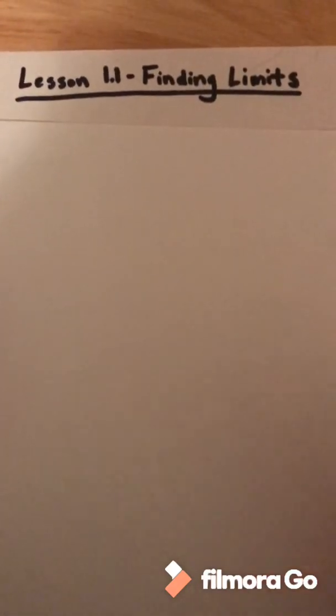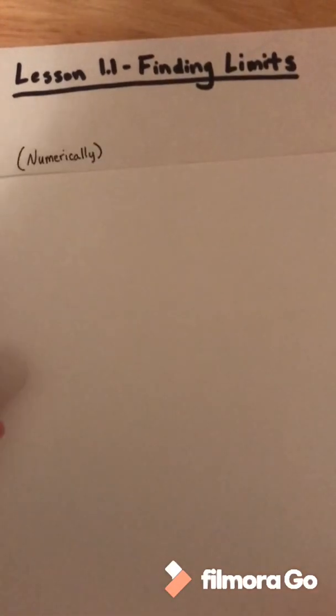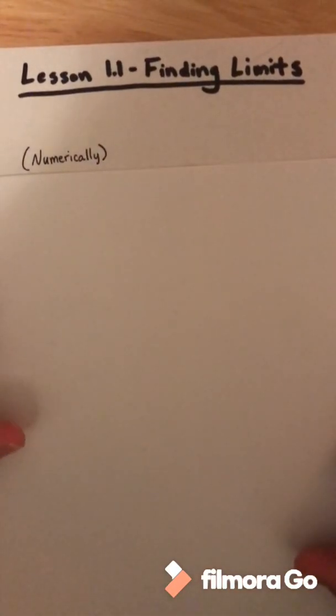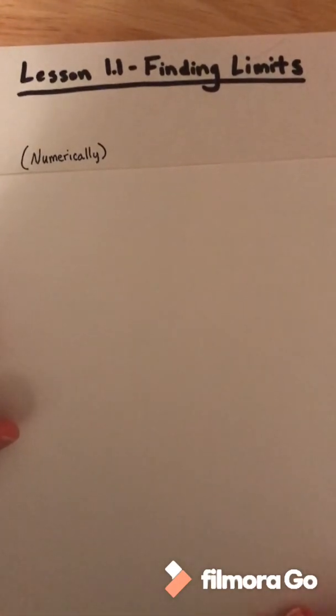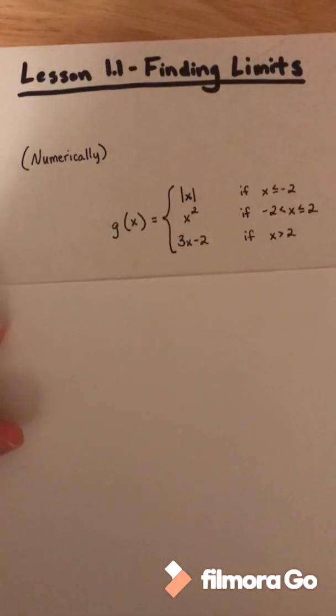Continuing on with lesson 1.1, where we're continuing to find limits, I want to work on an example finding it numerically. Now that's going to involve using a table of values to see what happens as we approach some numbers. And in this case, I'm not going to use a graph, I'm going to use a function.